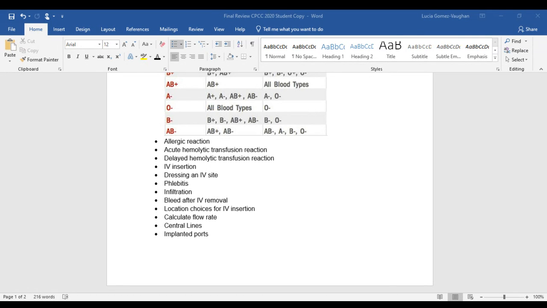When we think about these implanted ports, these are going to be good for clients who swim. They can swim with these, they can shower with these. These are good for individuals who participate in water sports.